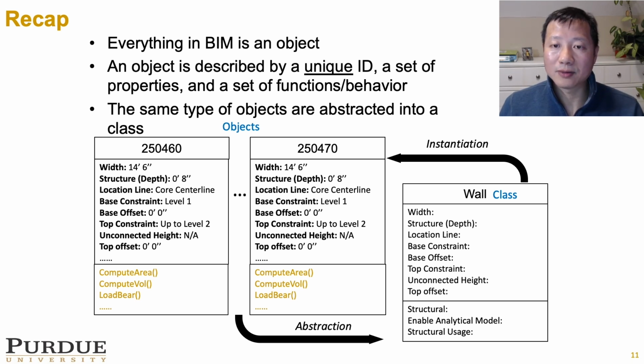Into a class. This is a process called abstraction. And then you can take the class and create as many objects as you want to. And this process is called instantiation. So by taking objects, class, instantiation, and abstraction together, they form a complete cycle or a loop.